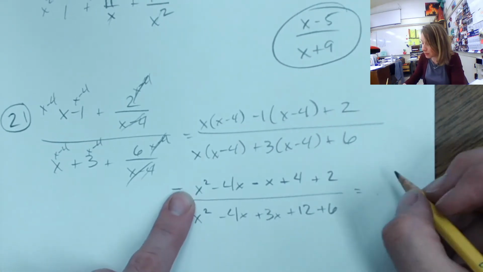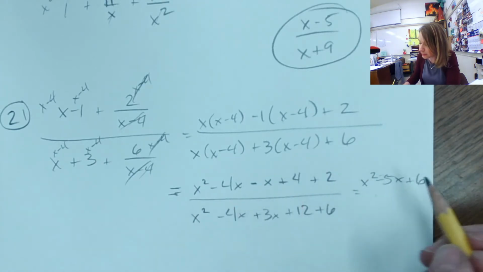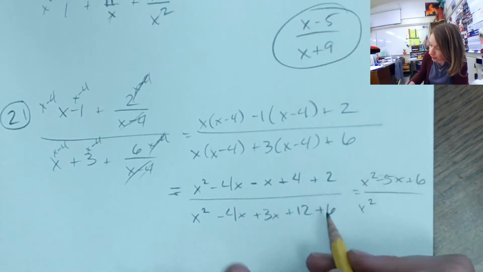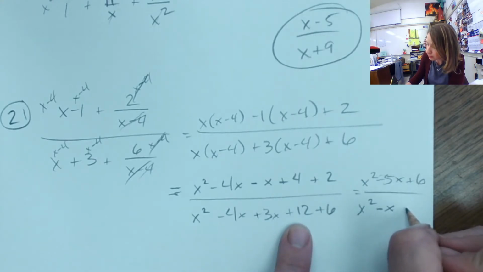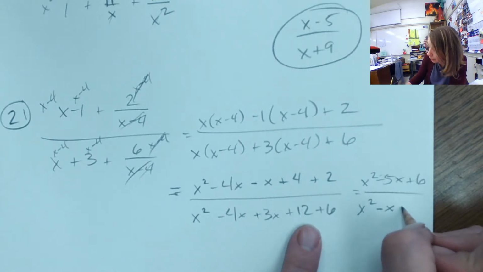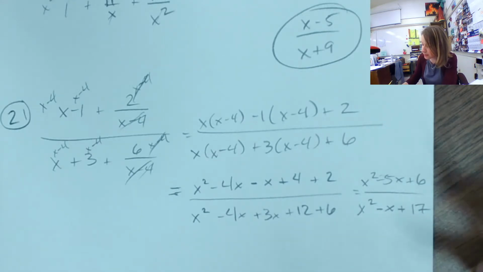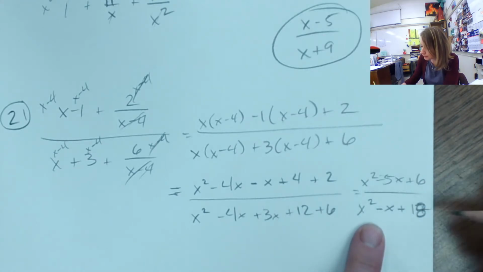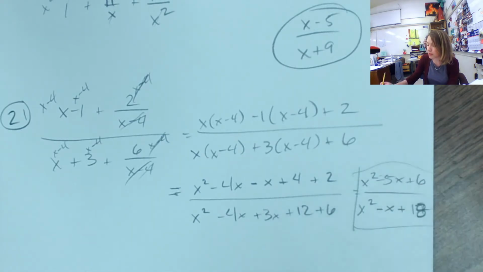So on top, I'm going to have x squared minus 5x plus 6. And then on the bottom, I've got x squared minus x, and then, is that right? Yes, okay. Plus 18. This one isn't going to factor. Yep, this one doesn't factor, and this one does, but because the bottom doesn't factor, we don't have to worry about it. We're done.